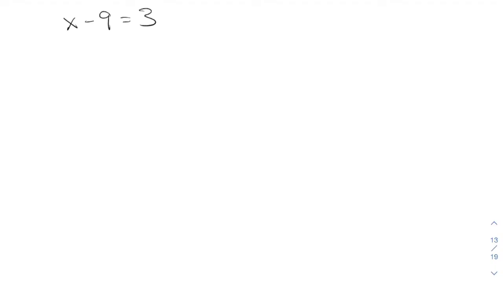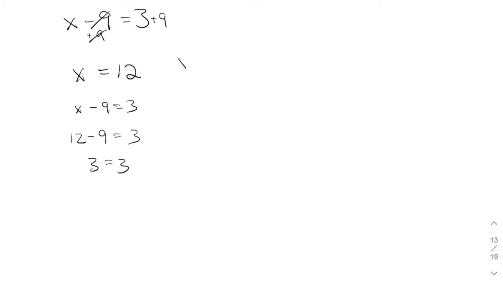Okay, so the operation occurring in this one, as we see here, is subtraction. So I want to add. If I'm taking away, I'm going to add 9. So I have x equals 3 plus 9, which is 12. Now I want to verify this, so I have x subtract 9 equals 3. 12 subtract 9 equals 3. 3 equals 3. X equals 12.